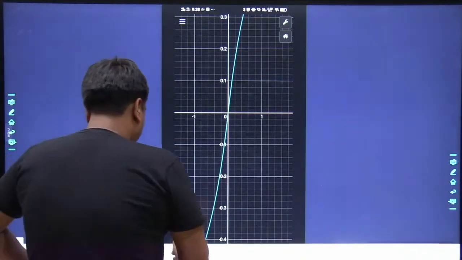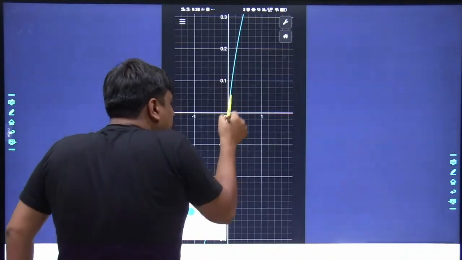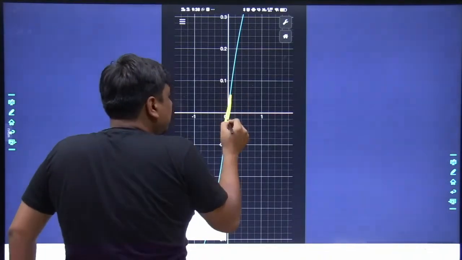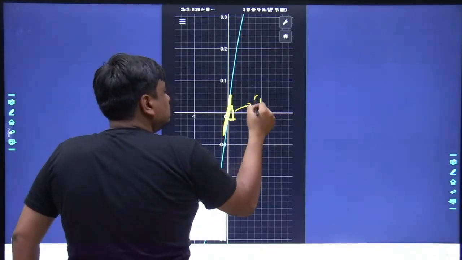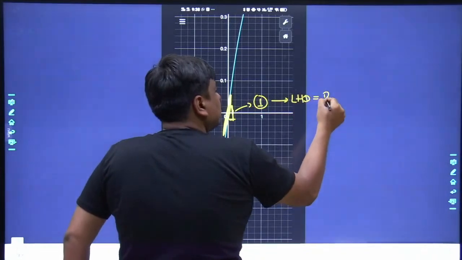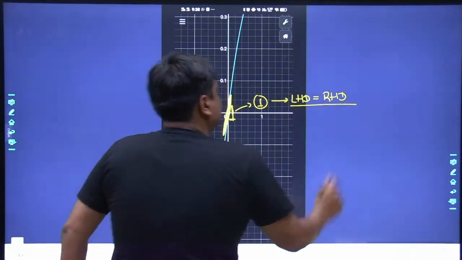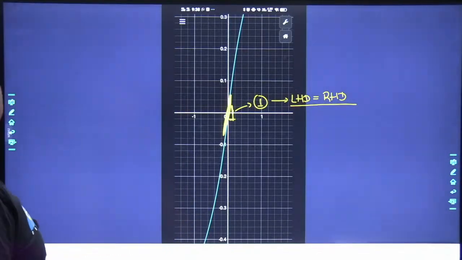How would the nature of that tangent be? The tangent would be drawn something like this. And if you talk about the slope of this tangent, you'll get to know the slope is approximately equal to 1. And that was the value of LHD as well as RHD.